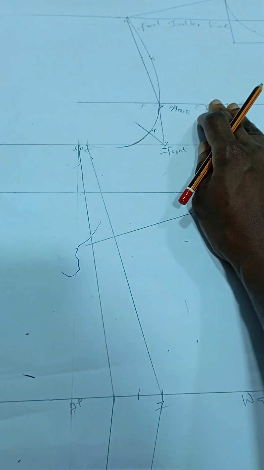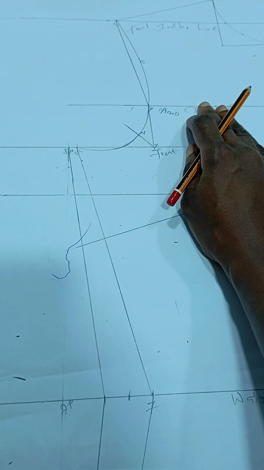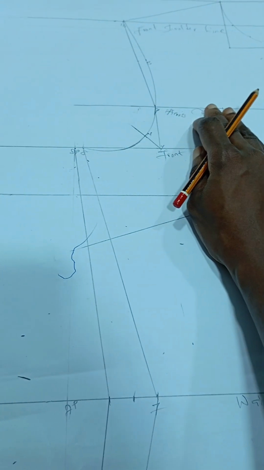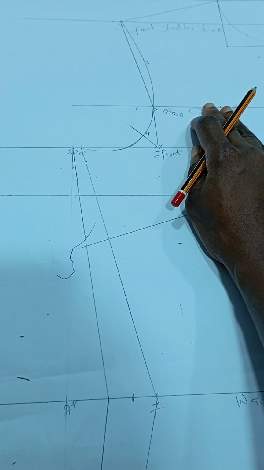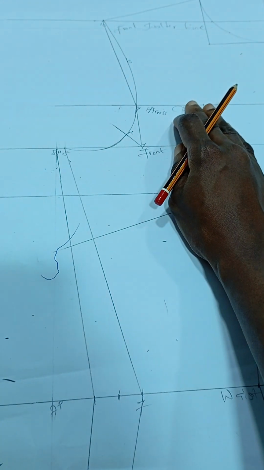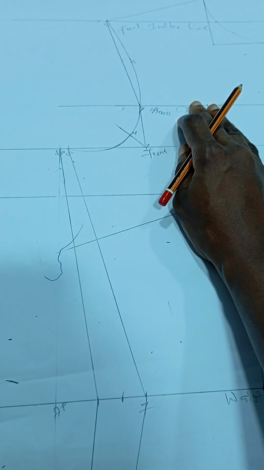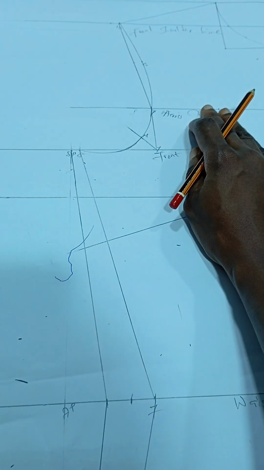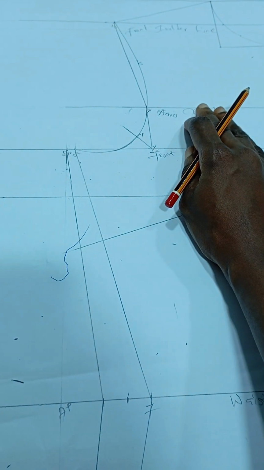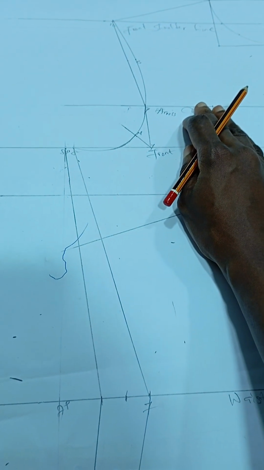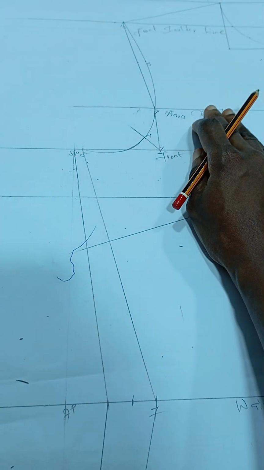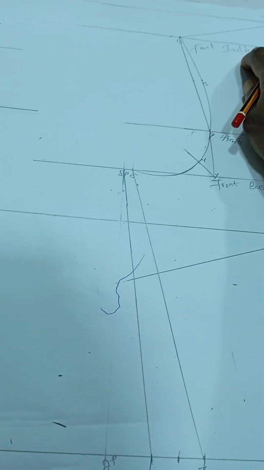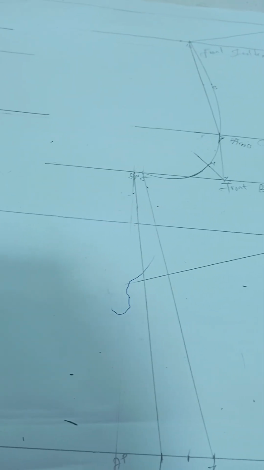And the next thing I have to get is the front shoulder line. How do I get the front shoulder line? To get the front shoulder line, I measure 1/4 inch below the top line. Okay, 1/4 inch below the top line, I get the front shoulder line.